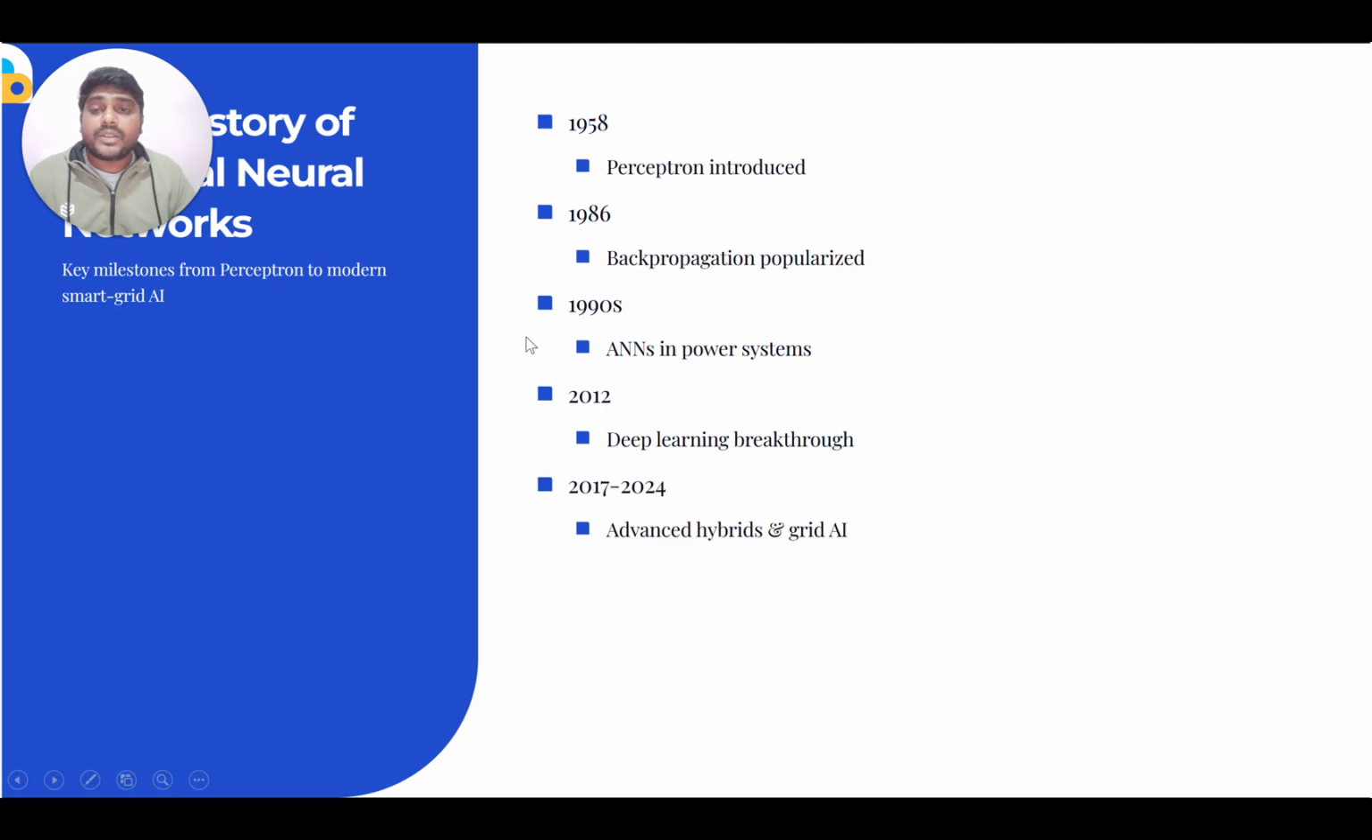Next, a brief history of artificial neural networks. Let's briefly look at how neural networks evolved. In 1958, the perceptron was introduced, the foundation of modern neural networks. In 1986, backpropagation made multi-layer networks practical. During the 1990s, neural networks gained traction in power systems. The major deep learning breakthrough came around 2012, enabling complex nonlinear learning. From 2017 onwards, advanced hybrid systems and smart grid AI have rapidly expanded the role of neural networks in the industry.